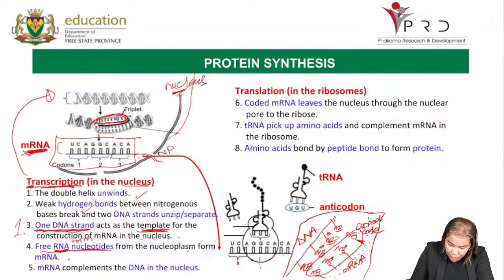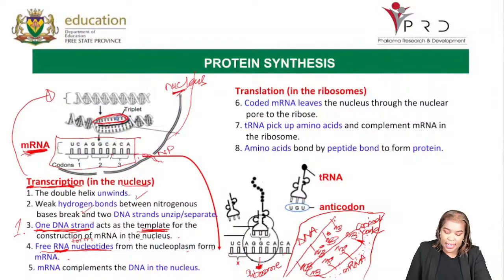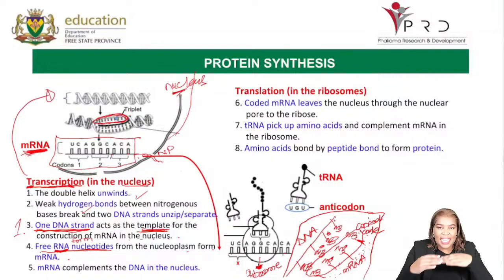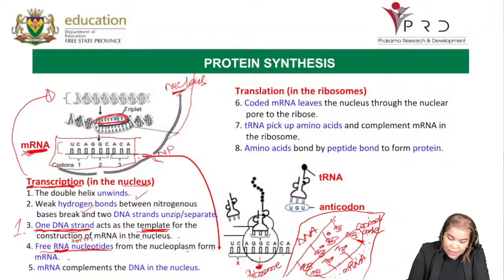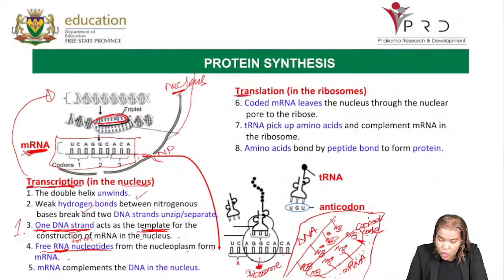So this here is a ribosome. This structure here that looks like a potato, it's a ribosome. Right. So what is going to happen once this mRNA attaches itself on the ribosome? The process is not yet finished. The next process must take place, which is translation. What is happening during this translation? The coded mRNA leaves the nucleus through the nucleopore to the ribosome. We've already discussed this one.